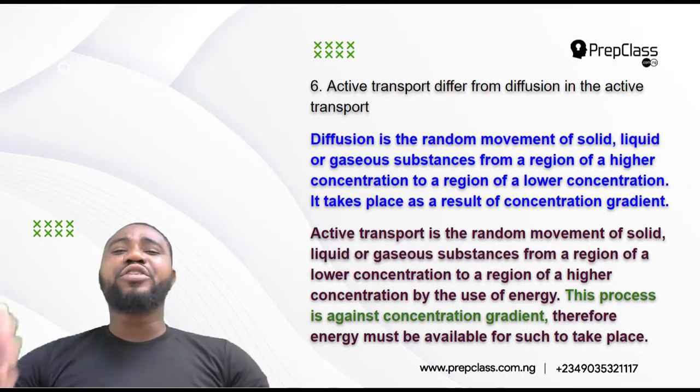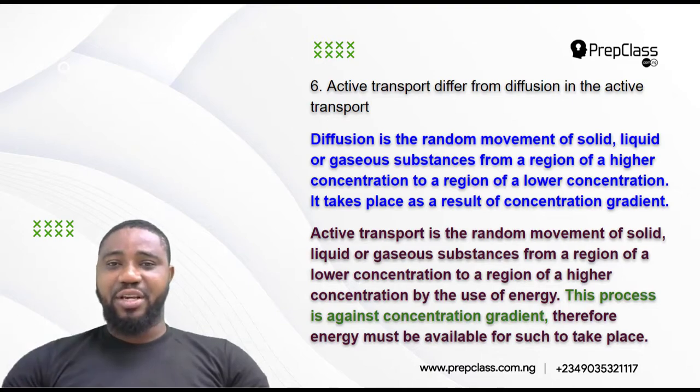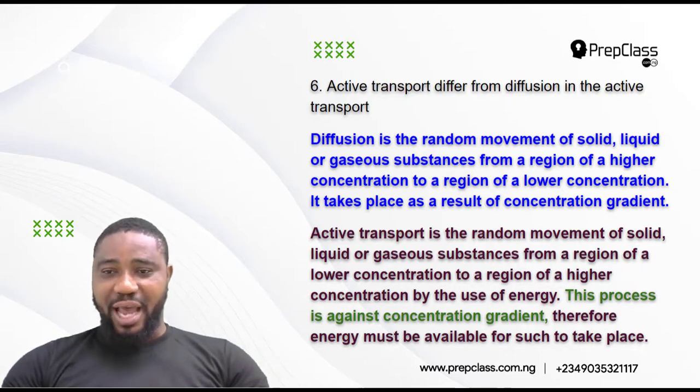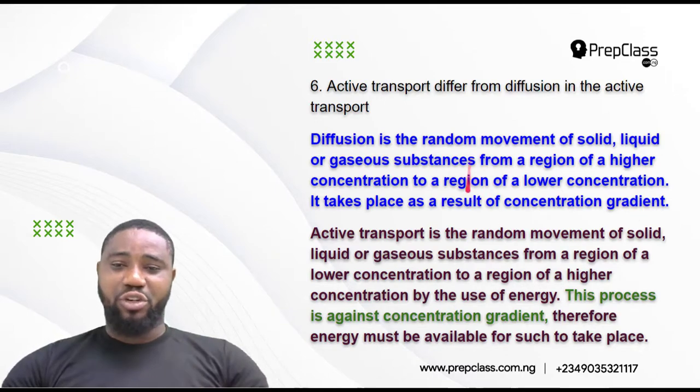So diffusion varies with concentration gradient, from where the particles are highly concentrated to where the particles are in low concentration, until they are evenly spread. That's concentration gradient. That's for diffusion. Now let's look at active transport.